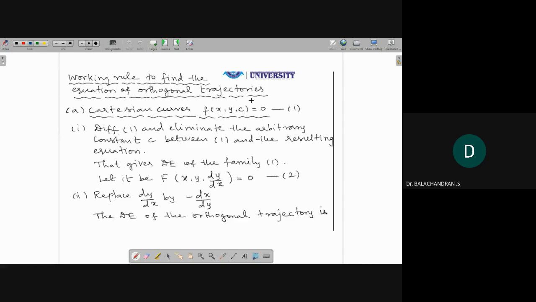So first thing, we should differentiate with respect to x and eliminate the arbitrary constant or the parameter from equation 1 and the resulting equation. That will give the differential equation of the given family. Once you get the differential equation of the given family, that is of the form f of x comma y comma dy by dx, you should replace dy by dx by minus dx by dy. So that is the differential equation of the orthogonal trajectory. Therefore, the differential equation of the orthogonal trajectory is f of x comma y comma minus dx by dy equal to 0.